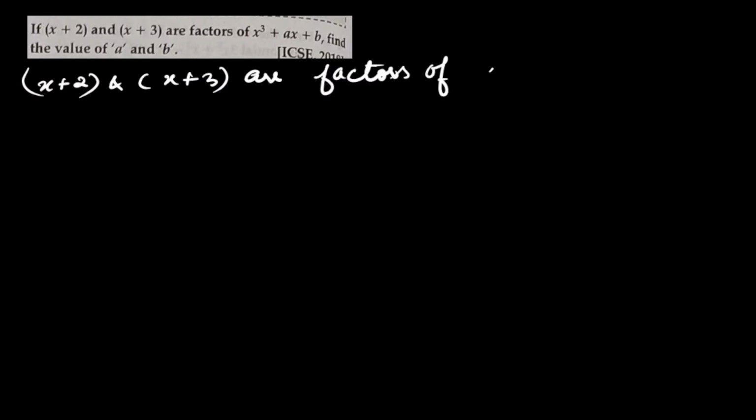So next question, you can see two factors of a polynomial are given to us. So what are those factors? x plus 2 and x plus 3. These are factors of the given polynomial. So what is the polynomial? Factors of x cube plus ax plus b. And what we have to do, we have to find the value of a and b.